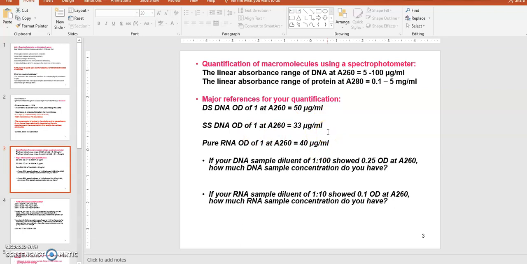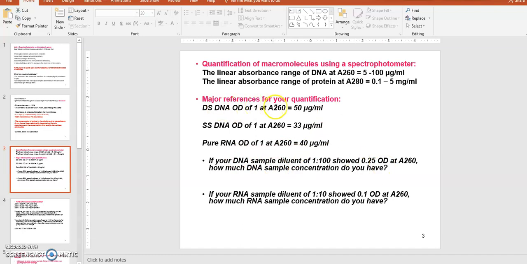Okay, so here's an example question. If you have a DNA sample and you diluted your DNA sample to 1 to 100 ratio, and then your diluted sample showed you about 0.25 OD at 260. Okay, so it's a DNA sample again, so probably it's a double-stranded form. You have to use that reference point. So how much DNA sample concentration do you have in the undiluted condition? Okay, that's the question. So how would you figure it out?